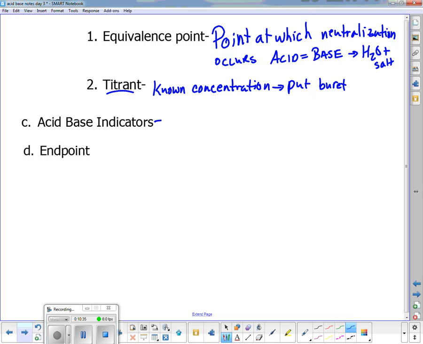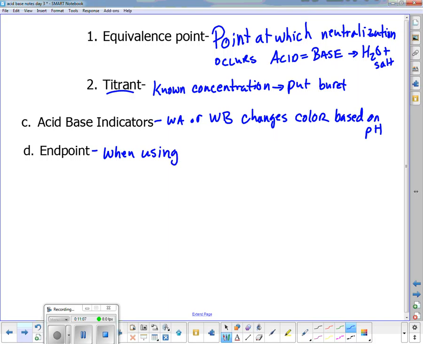An indicator is a weak acid or weak base that changes color based on pH. So at a specific pH, it changes color. The endpoint is when, using an indicator, the color changes.